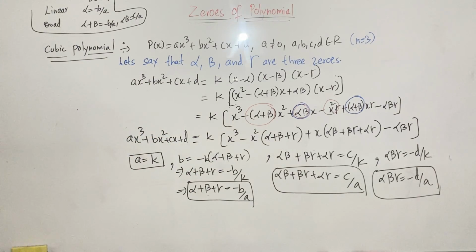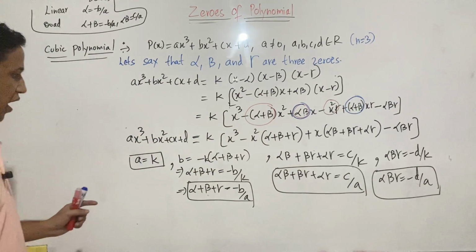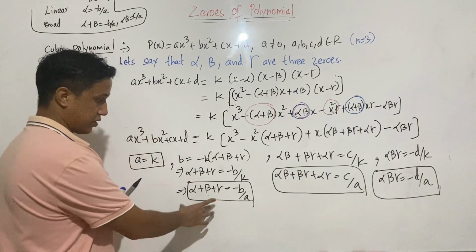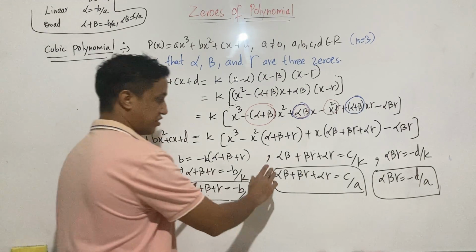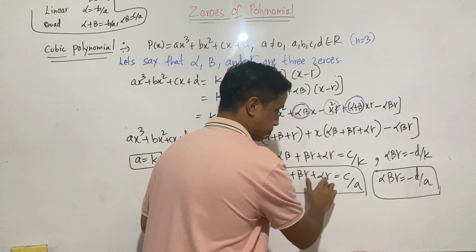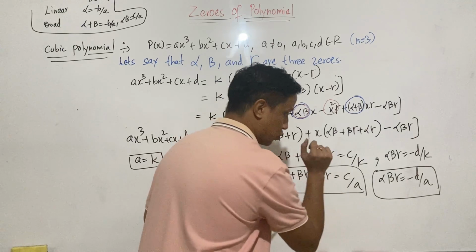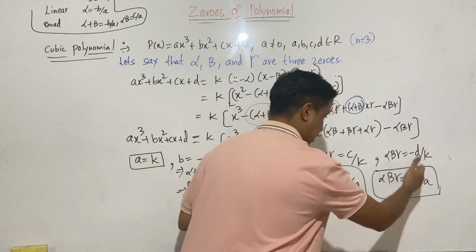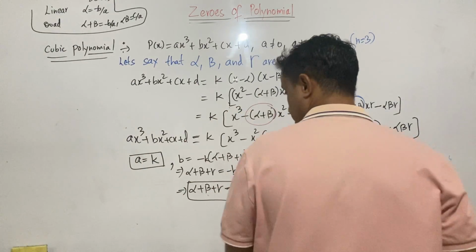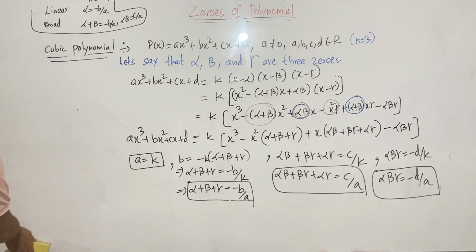Okay. Now, so the sum of roots is this, and this is alpha beta plus beta gamma plus alpha gamma, that will be equal to c by a, and alpha beta gamma would be equal to minus d by a. Now see the formation of the polynomial.